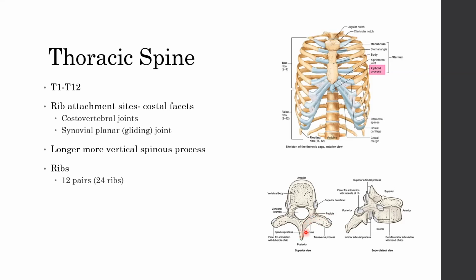Another characteristic here about the thoracic region is that we have typically larger and more vertical spinous processes. And these are the ones that we typically feel whenever we engage in lumbar flexion or going down, touching our toes, etc.